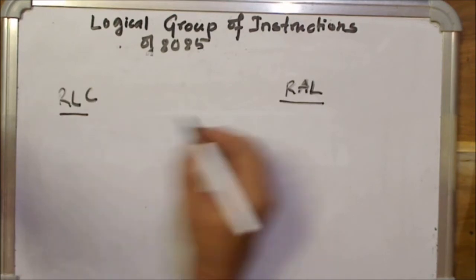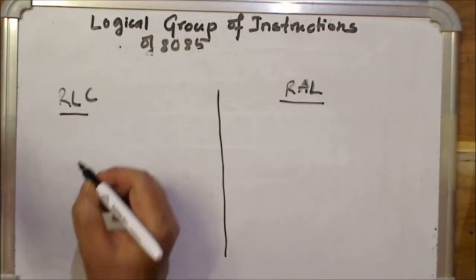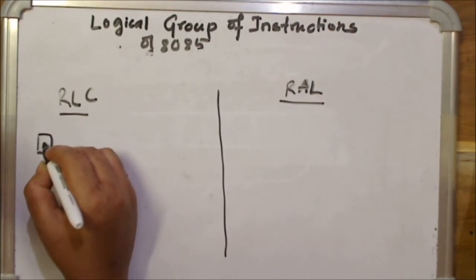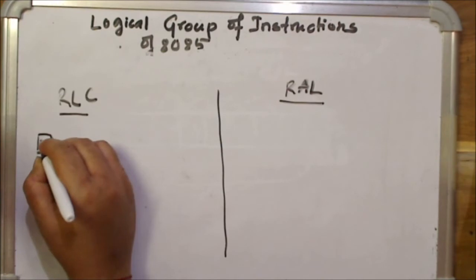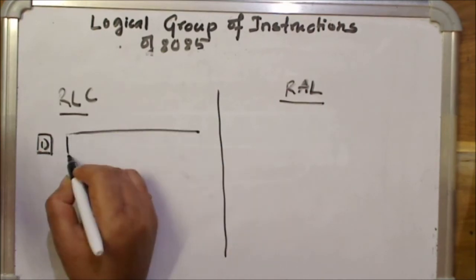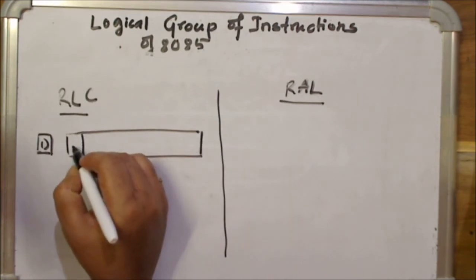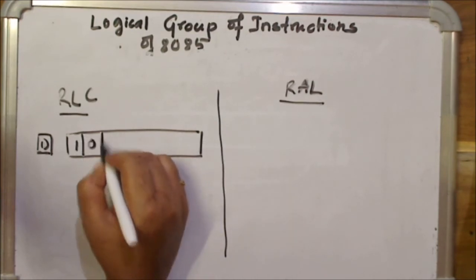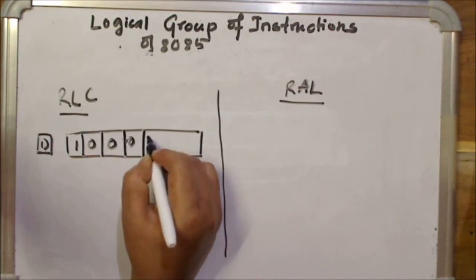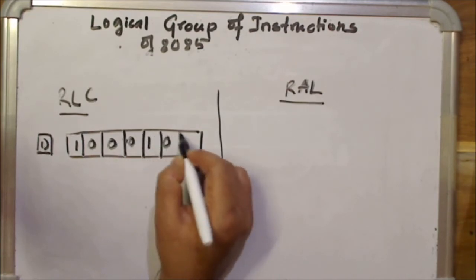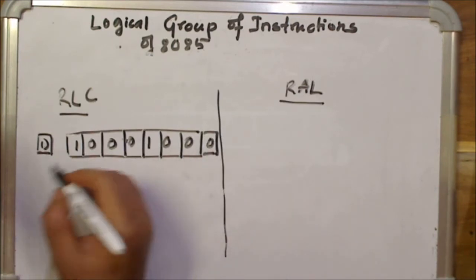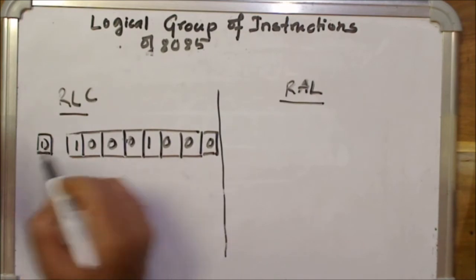So what happened in RLC? Suppose this is your carry flag and this is 0, previously 0. This is your accumulator. Suppose I am taking random values: 1, 0, 0, 1, 0, 0, 0. So this is the status of your carry flag and the accumulator.